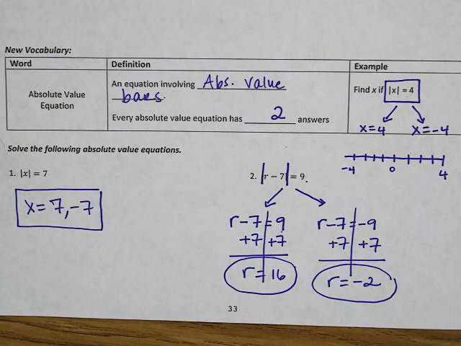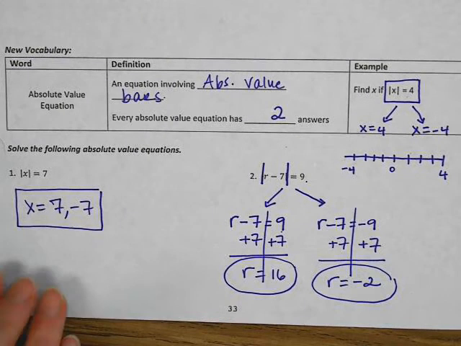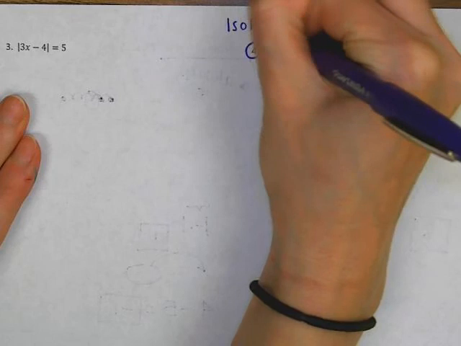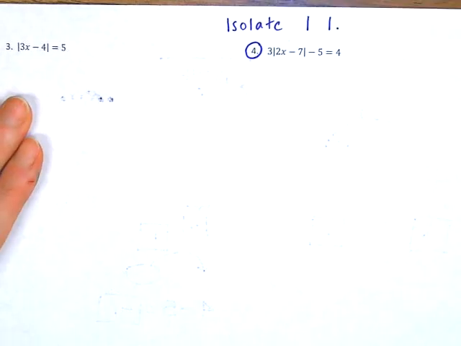All right, let's try two more on the back. Okay, so number 3 is just like, let's try number 4. Another big rule is you cannot distribute into an absolute value. No distributing. So what we have to do first is isolate. We need to isolate the absolute value bars.